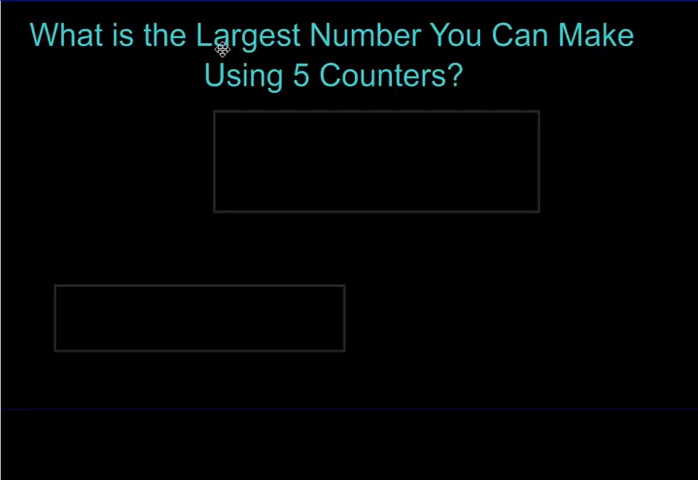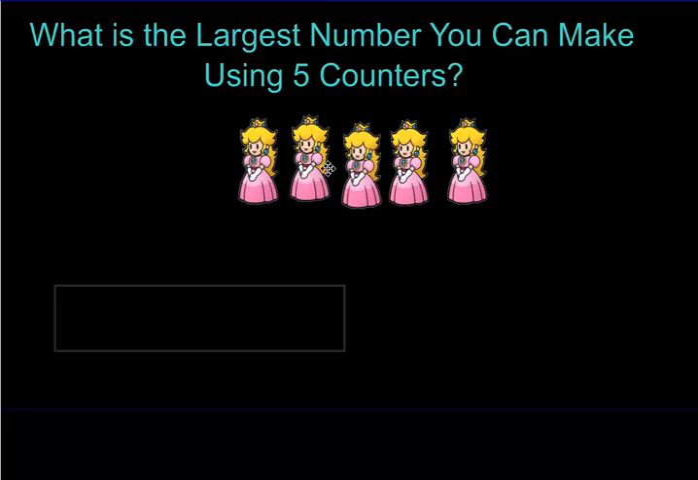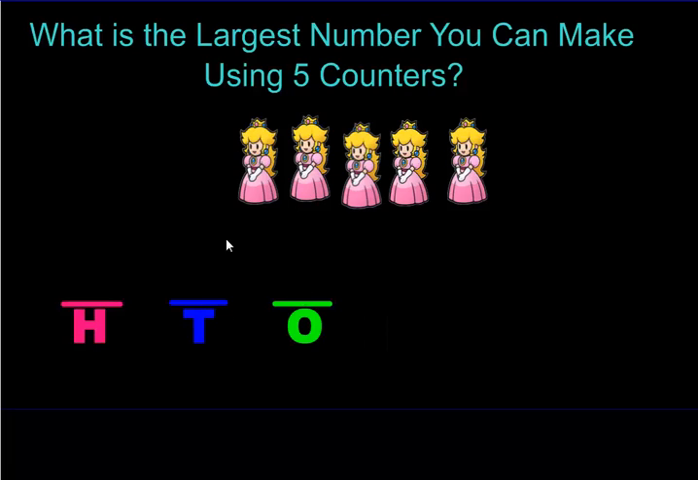Now it says here, what's the largest number you can make using 5 counters? So let's see here, what kind of counters? Oh, I got princesses. Again, from Super Mario. I love that game, so I'm going to use some examples from it. So I've got 5 princesses, and I've got my HTO table, and I've got to make the biggest possible number. Well, how do you know what's the biggest possible number?